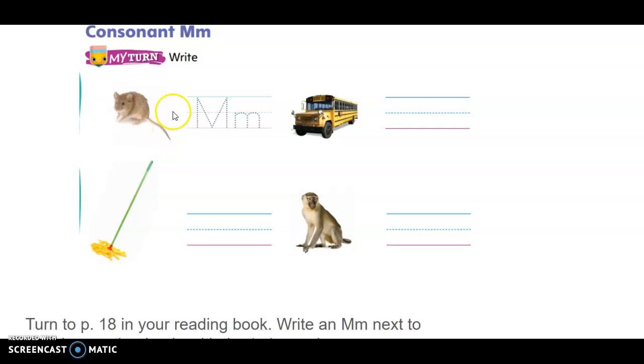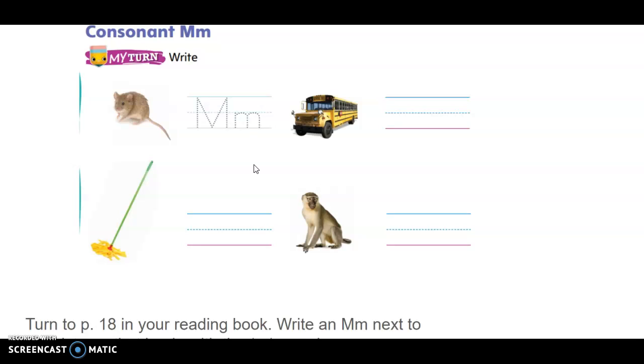The first picture is done for you. This is a picture of a mouse. Mouse. That has a beginning sound /m/. So I'm going to write a capital M and a lowercase m. Try to make sure your capital M goes all the way from the bottom to the top and your lowercase m stays below the dotted line in the middle.